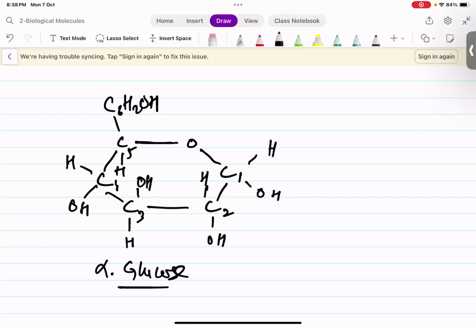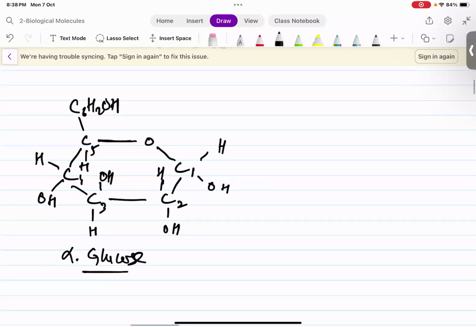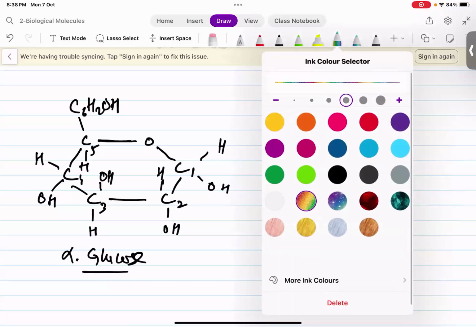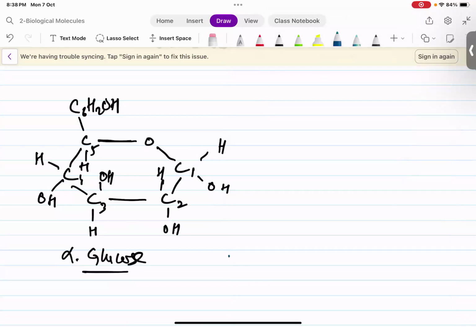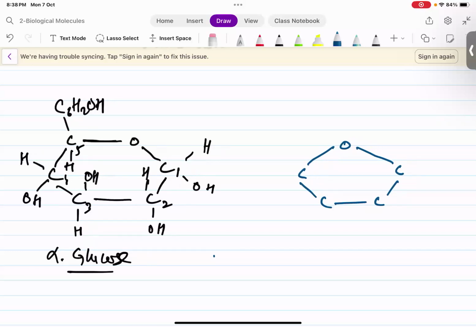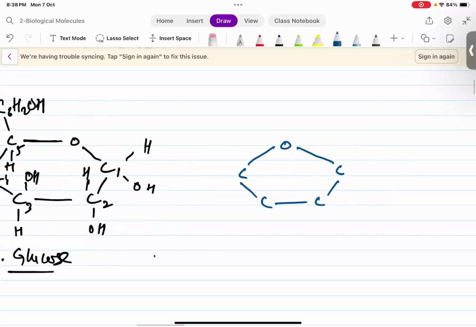Okay, but fructose has a pentagonal structure. Pentagonal structure means the ring has 5 corners or 5 sides. So this is C here, this is C here, and this is carbon and carbon here. In the fructose molecule, there are 4 carbons in the ring, whereas in glucose, there are 5 carbons in the ring. 2 carbons are out of the ring in this case.